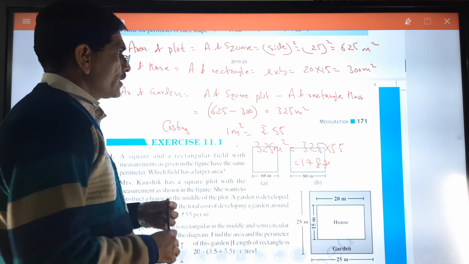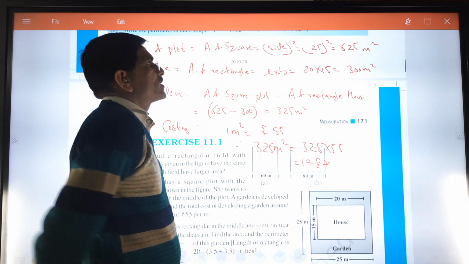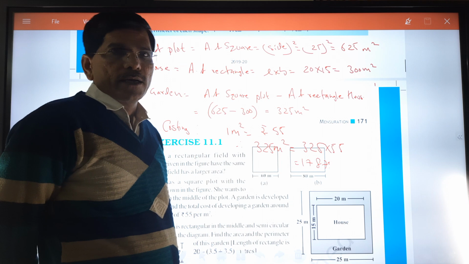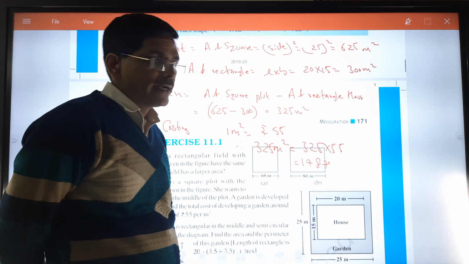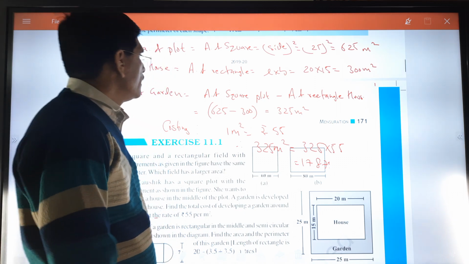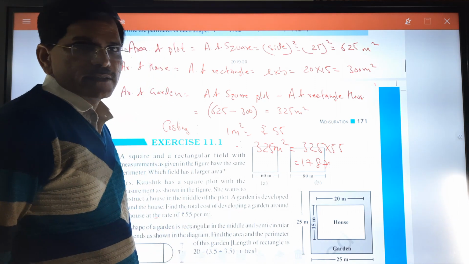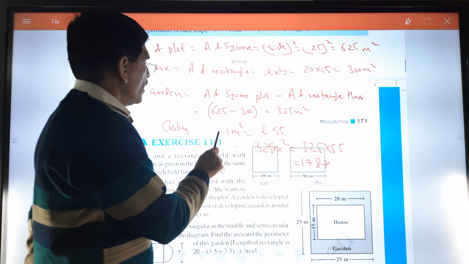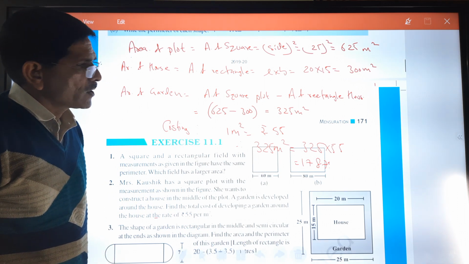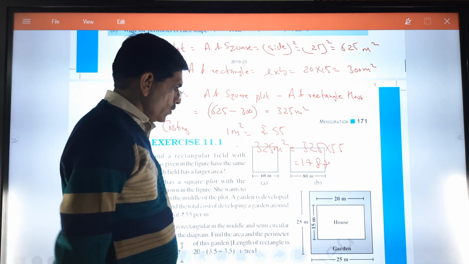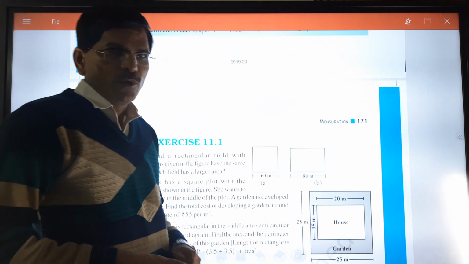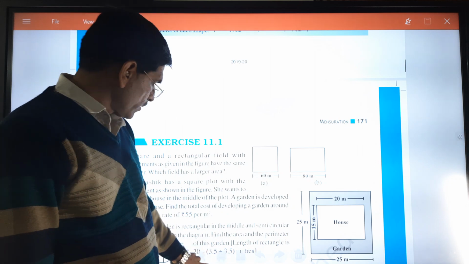So area of plot, that is area of square, side squared, 25 squared, 625. Area of house, that is area of rectangle, length into breadth, that is 300. Area of garden, that is area of square plot minus area of rectangle, 625 minus 300, that is 325. And 1 meter square is equal to 55 costing. 325 meter square is equal to this. So that is sufficient. You have to complete that first in your rough book, then we go for the fair book.